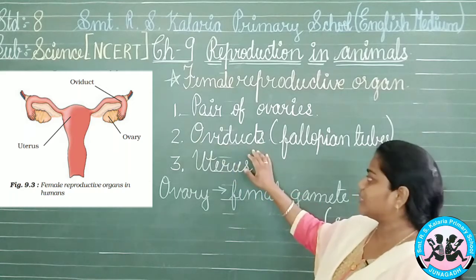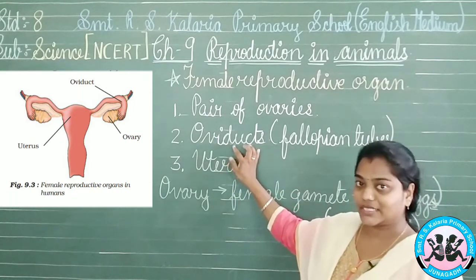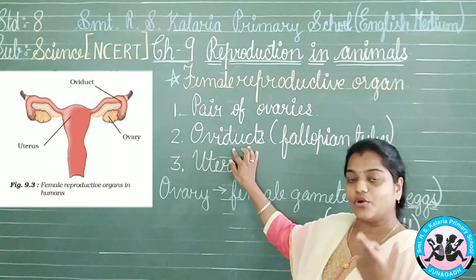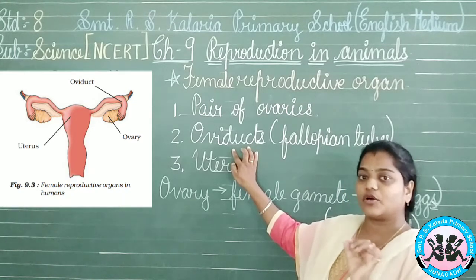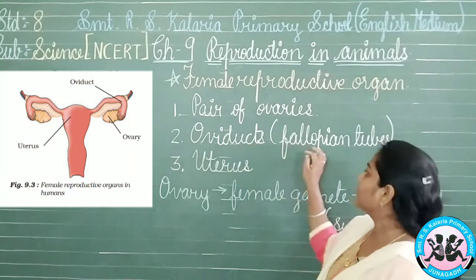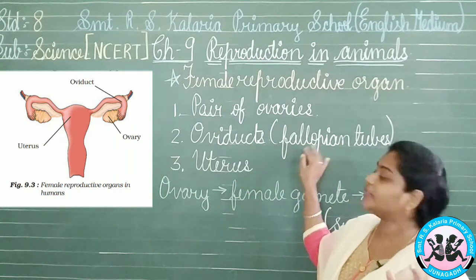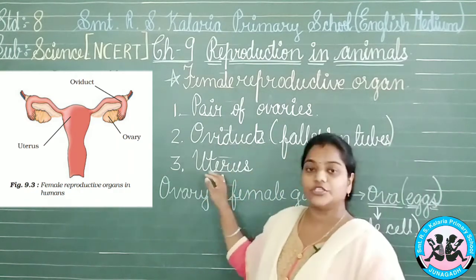Now, oviducts. Again we have ducts. Ducts means what? The pipeline, only the pipeline which does not do any other function. It just carries one object to the other end. Okay. That is also known as the fallopian tubes. Now, next we have the uterus.